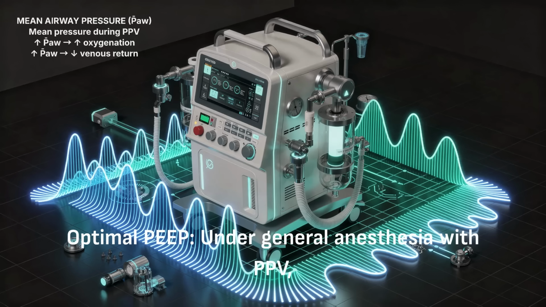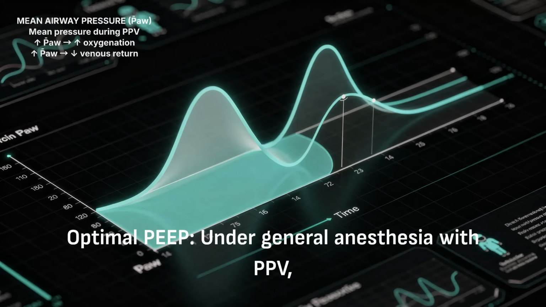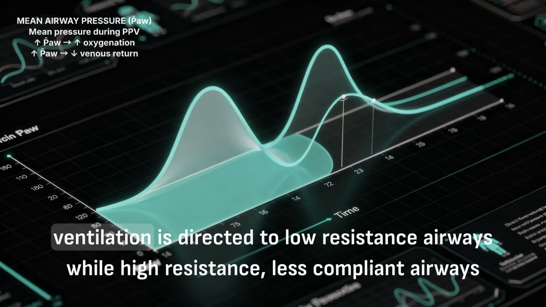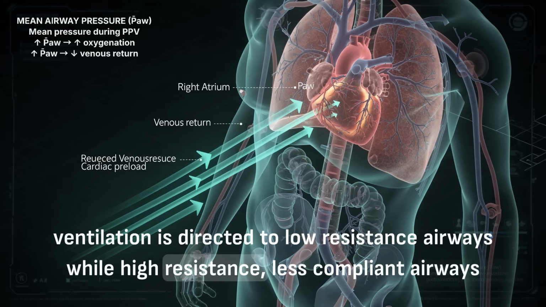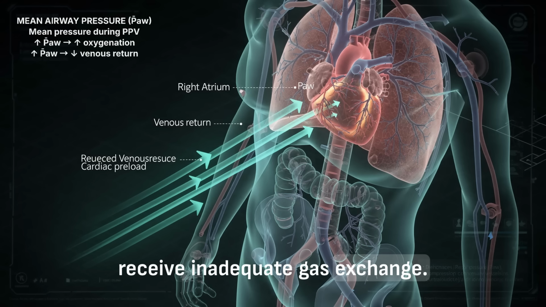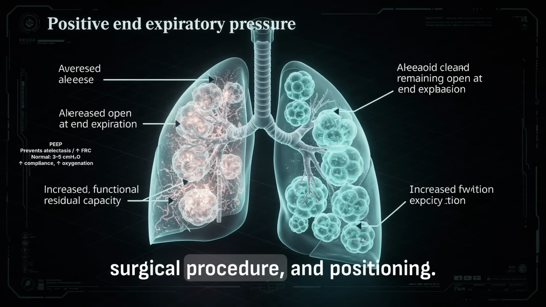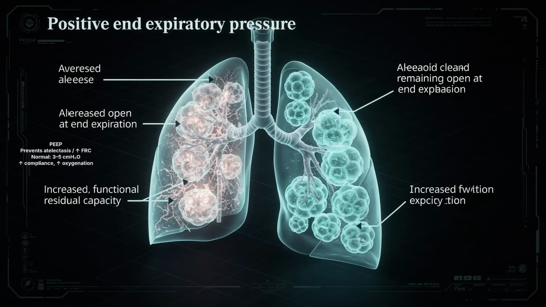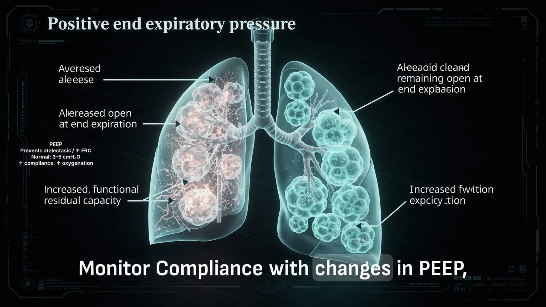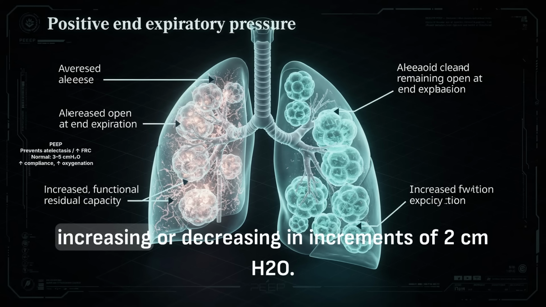Optimal PEEP. Under general anesthesia with PPV, ventilation is directed to low-resistance airways, while high-resistance, less compliant airways receive inadequate gas exchange. Optimal PEEP is determined by gas exchange, hemodynamics, surgical procedure, and positioning. Monitor compliance with changes in PEEP, increasing or decreasing in increments of 2 centimeters of water.